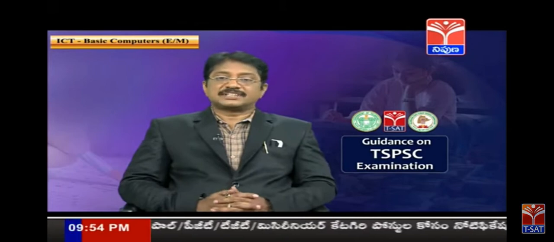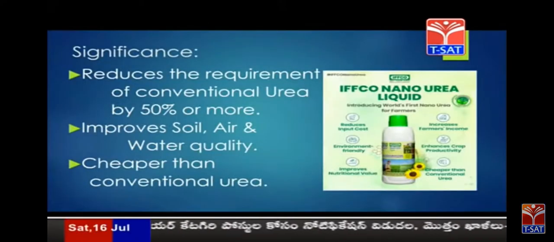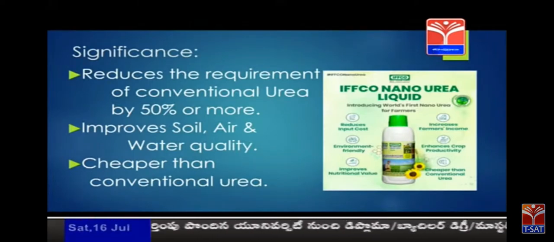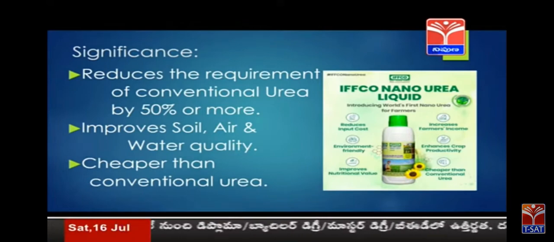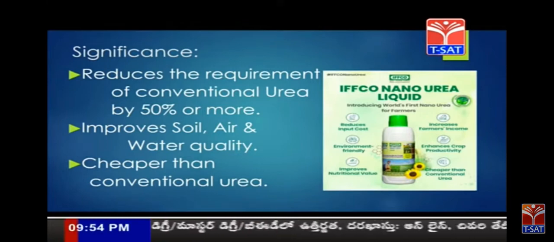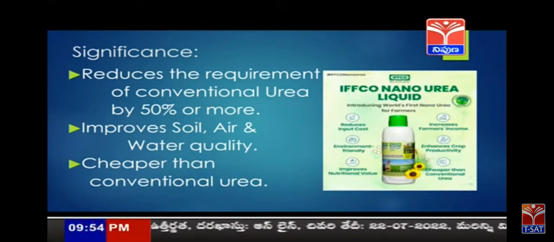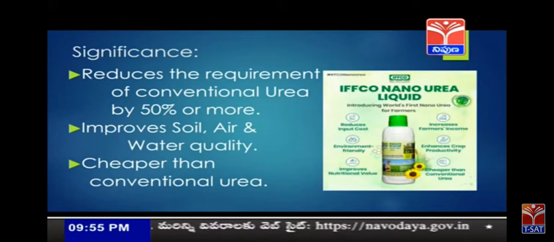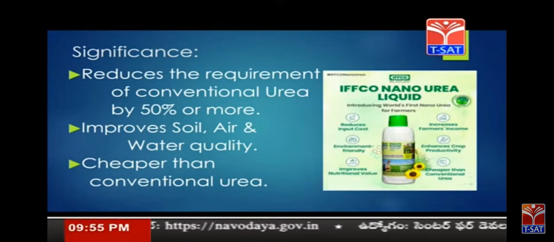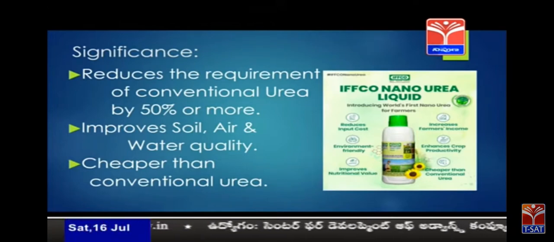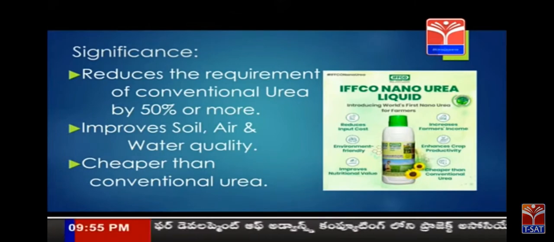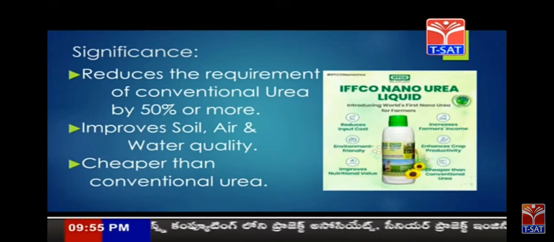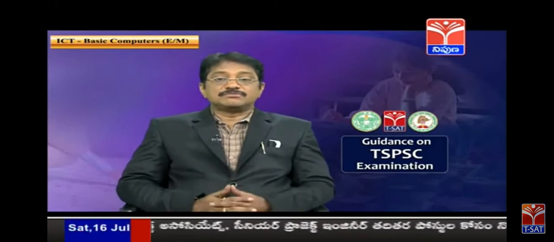And here some significance is given, as you are already seeing on the screen. The bottle contains the nano urea liquid, it is a 500 ml bottle. It reduces the requirement of conventional urea by 50% or more, that is one significance. It improves the soil, air and water quality, and is cheaper than the conventional urea. These are the three significances of nano urea liquid which was developed and is produced by IFFCO. Okay. Now, we will see a second question.